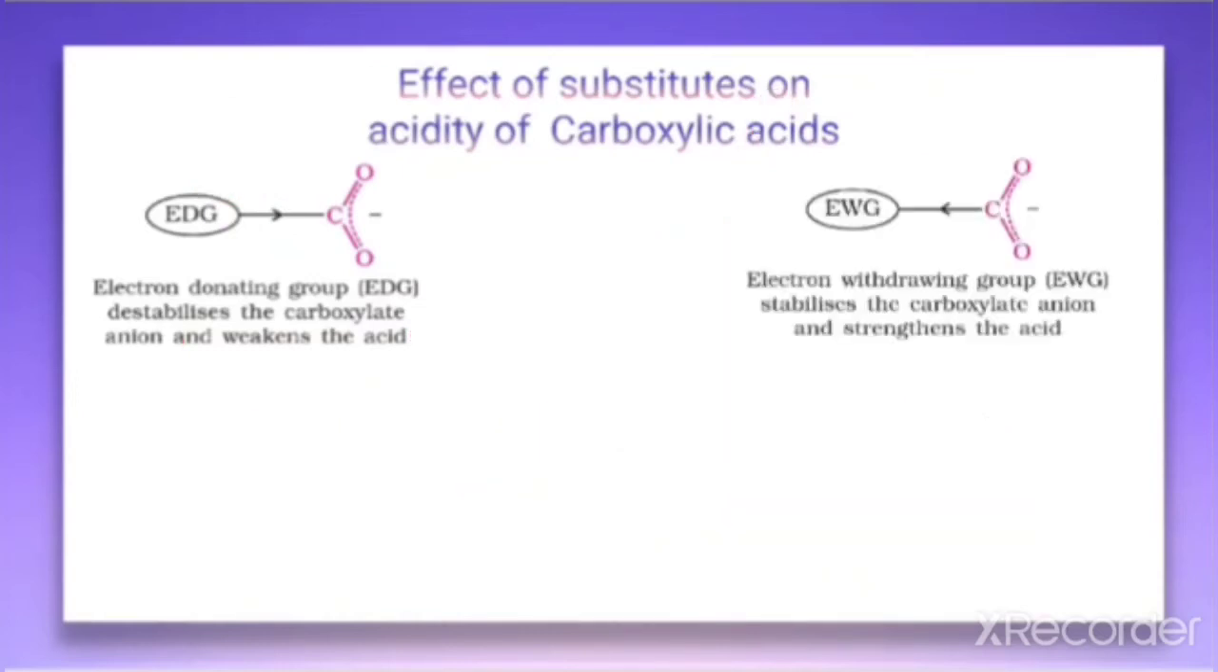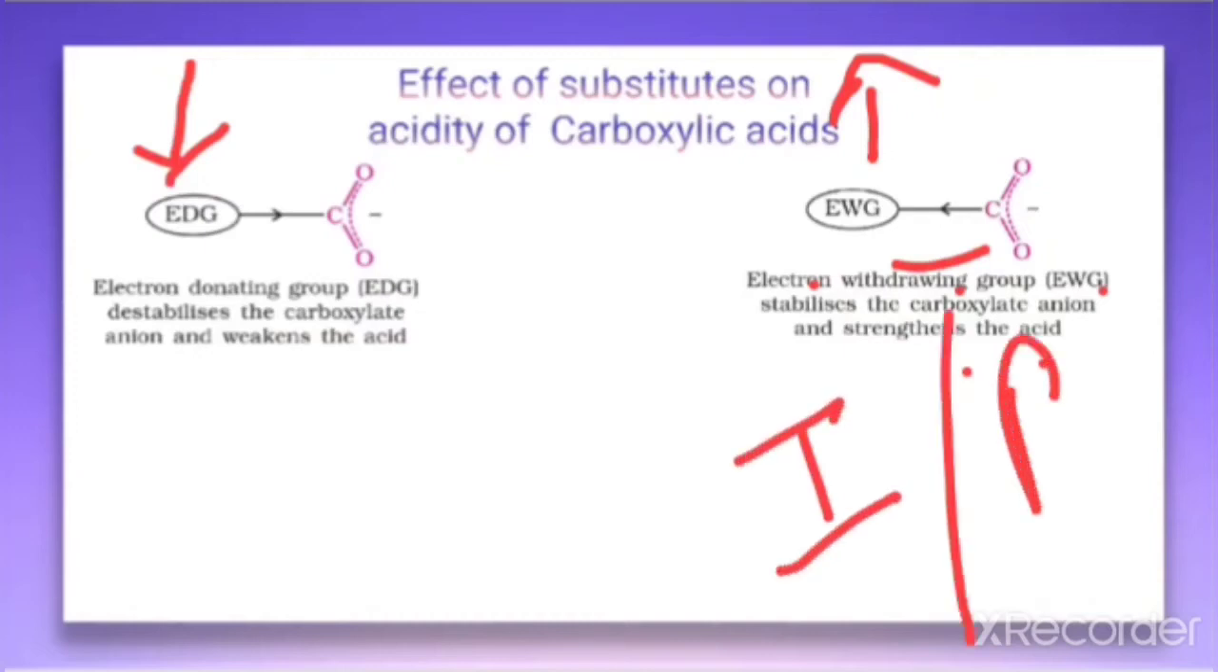But if there is an electron withdrawing group, which we are representing as EWG, that stabilizes the carboxylate anion and strengthens the acid. That means if there is an electron withdrawing group, the acidic character increases. If there is an electron donating group, then the acidic character decreases. So the electron withdrawing group increases the acidity of carboxylic acids by stabilizing the conjugate base through delocalization of negative charge by the inductive effect, that is the I effect, or by the resonance effect, which we write in short as the R effect. So the presence of the substituent affects the acidity of carboxylic acid.